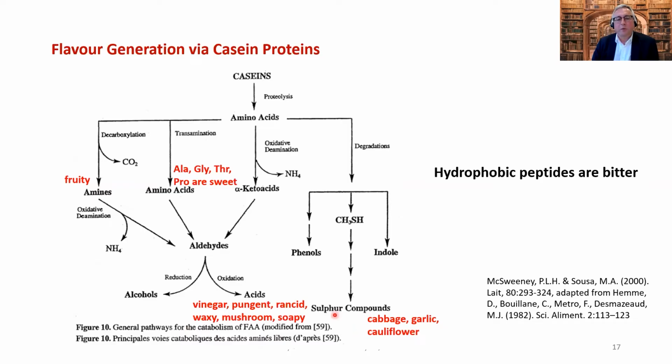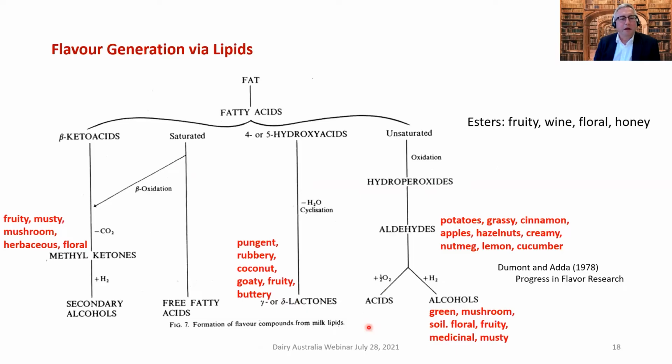And my favorite is the sulfur compound. So you get cabbage, garlic, and cauliflower, which is absolutely anathema to American consumers. They do not like it at all, I've discovered, and they consider it a defect. But coming from Australia and now New Zealand, I do appreciate that sulfury note in some of the cheddar cheeses that are produced. And then lipids again.